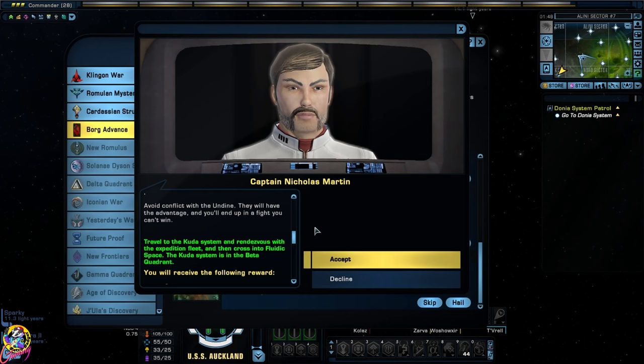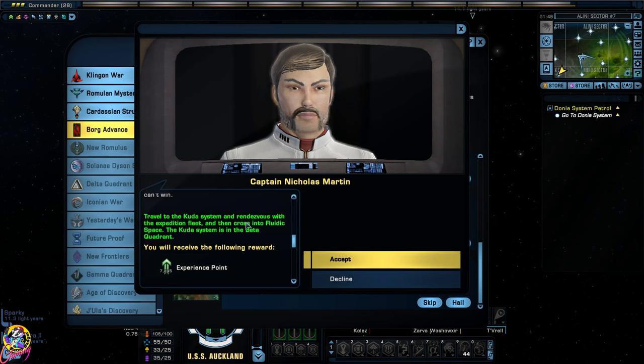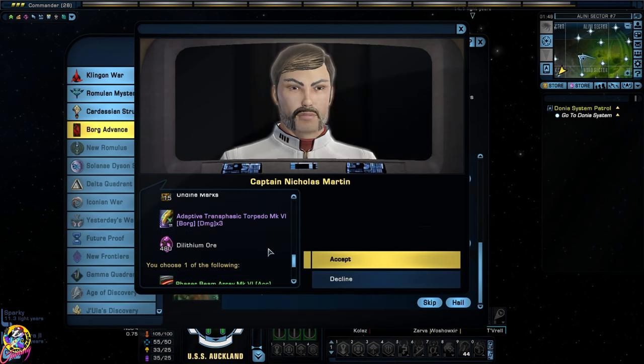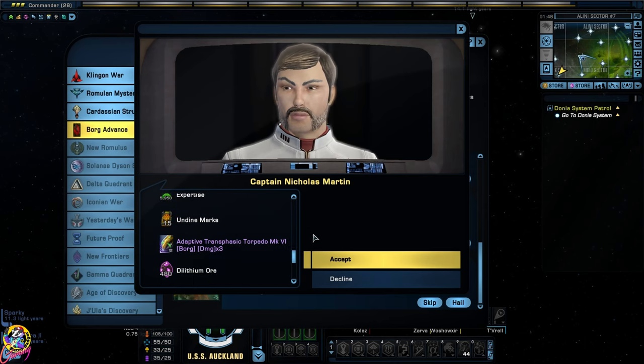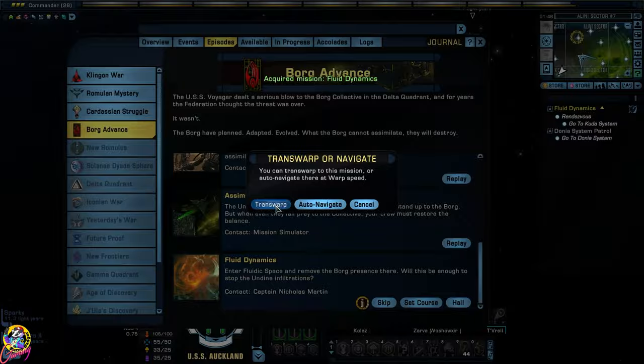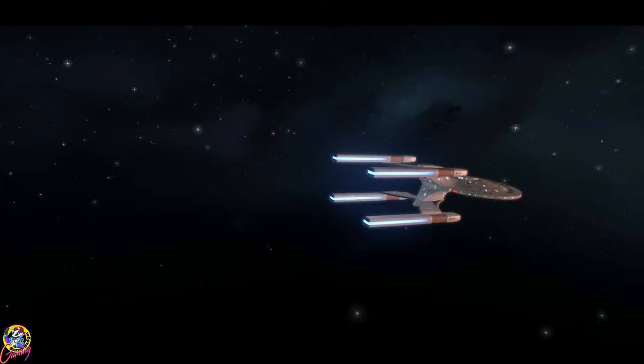Well, yeah. They will have the advantage, and you'll end up in a fight you can't win. So we need to travel to the CUDA system, and rendezvous with the expedition fleet, and cross into fluidic space. Right, okay, yeah, we do need to avoid fighting the Undyne, as I mean, gosh, they just leveled a planet, didn't they? Oh, what's this? Adaptive transphasic torpedo. Interesting. Let's set a course. And let's use transwarp.